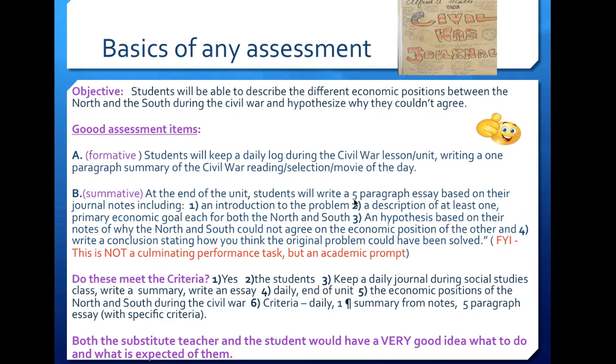The summative assessment, at the end of the unit, the students will write a 5-paragraph essay based on their journal notes. So they're using their journal to create this essay. Included in this essay will be an introduction to the problem, a description of at least one primary economic goal for both the North and the South, a hypothesis based on their notes of why the North and South couldn't agree, and a conclusion stating how they think the problem could have been solved, which is the whole application of knowledge and showing they understand.